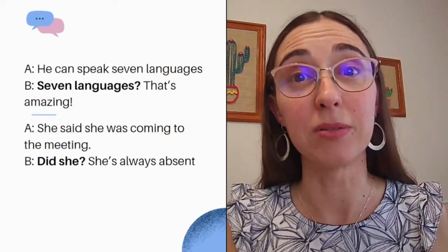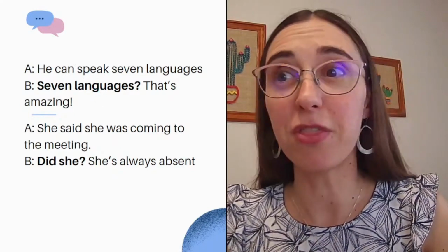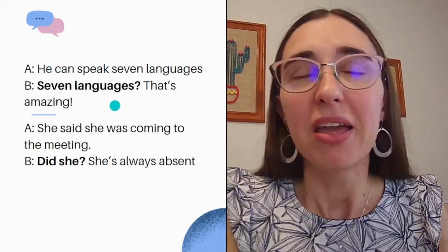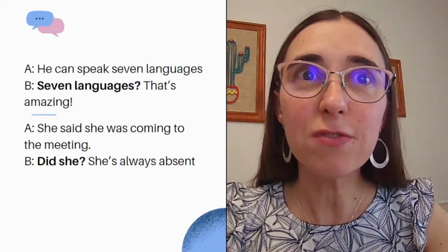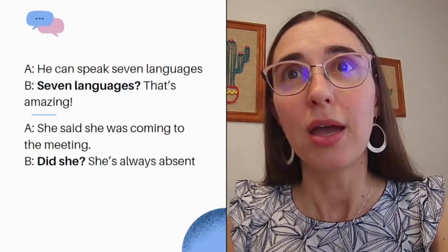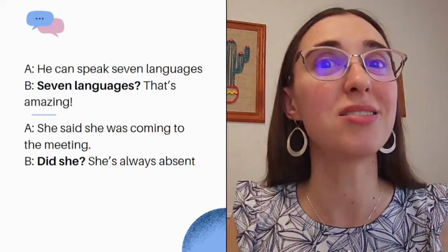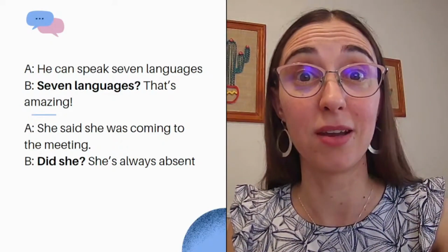So this is simple. I can perhaps focus on something else. I may say, he can speak 7 languages. He's 7 years old. He's 6 years old. No matter what part of the sentence you choose, it must be something that catches your attention, something that, again, you find surprising. That's why you decide to echo that thing in particular.